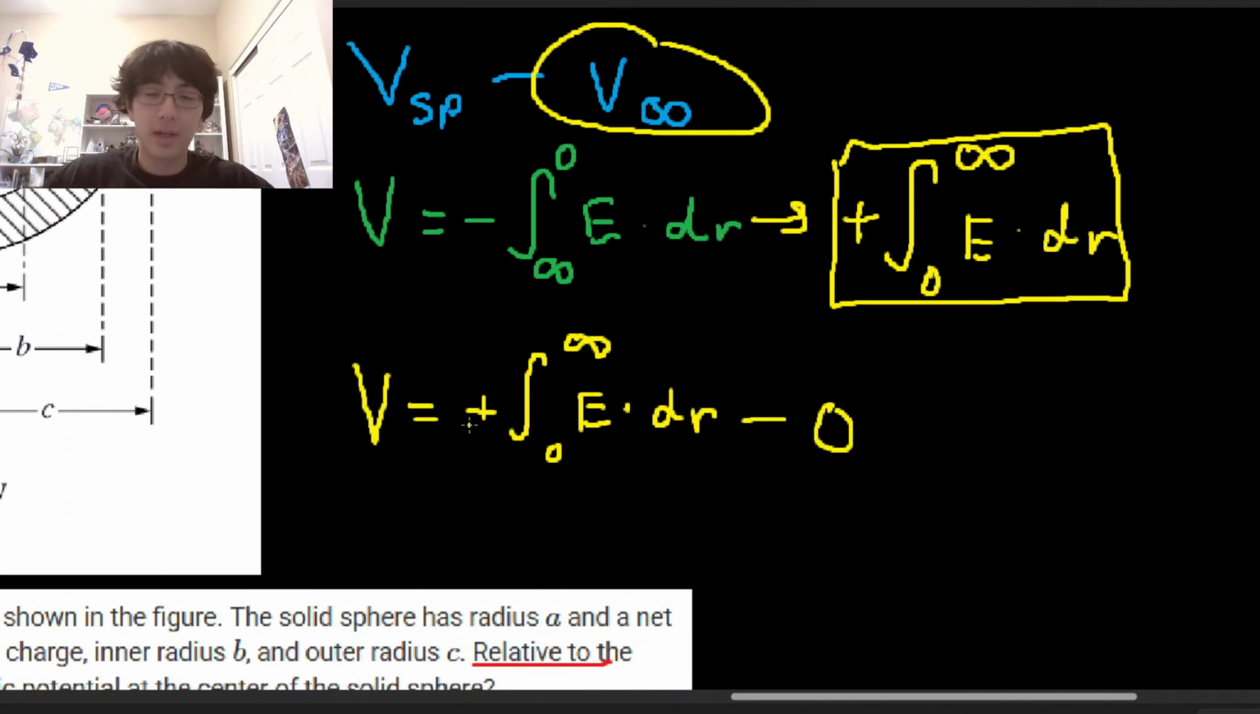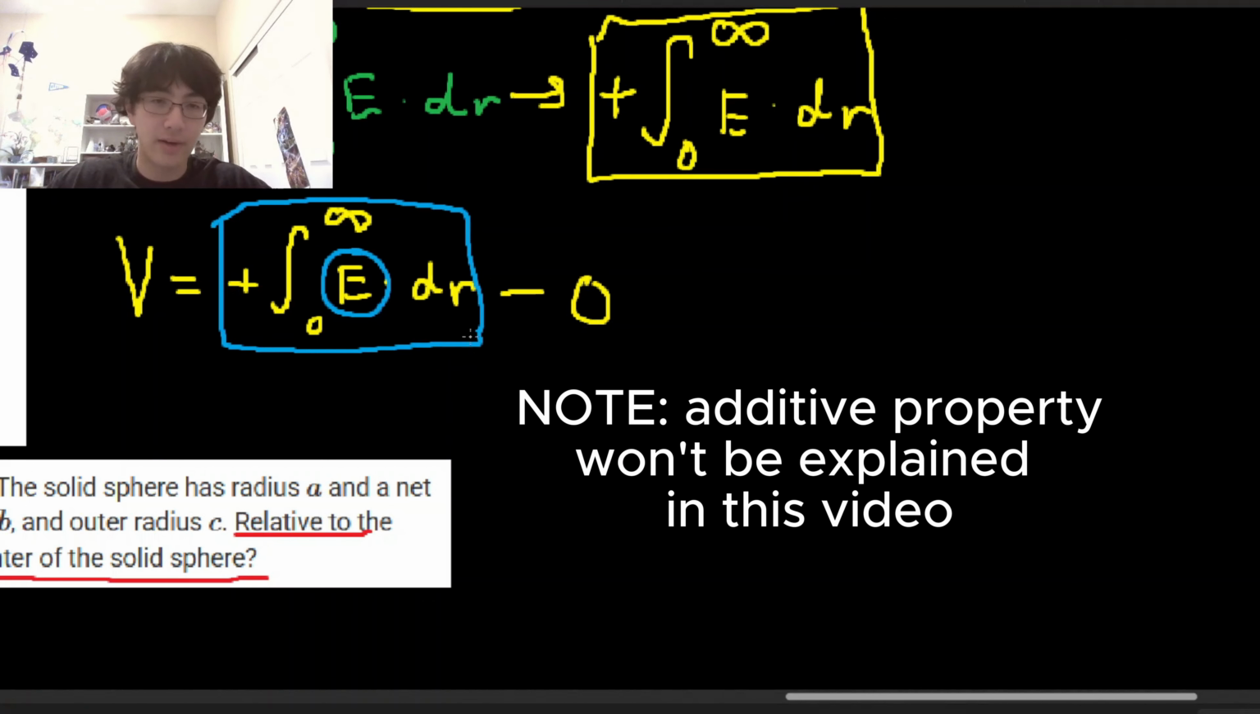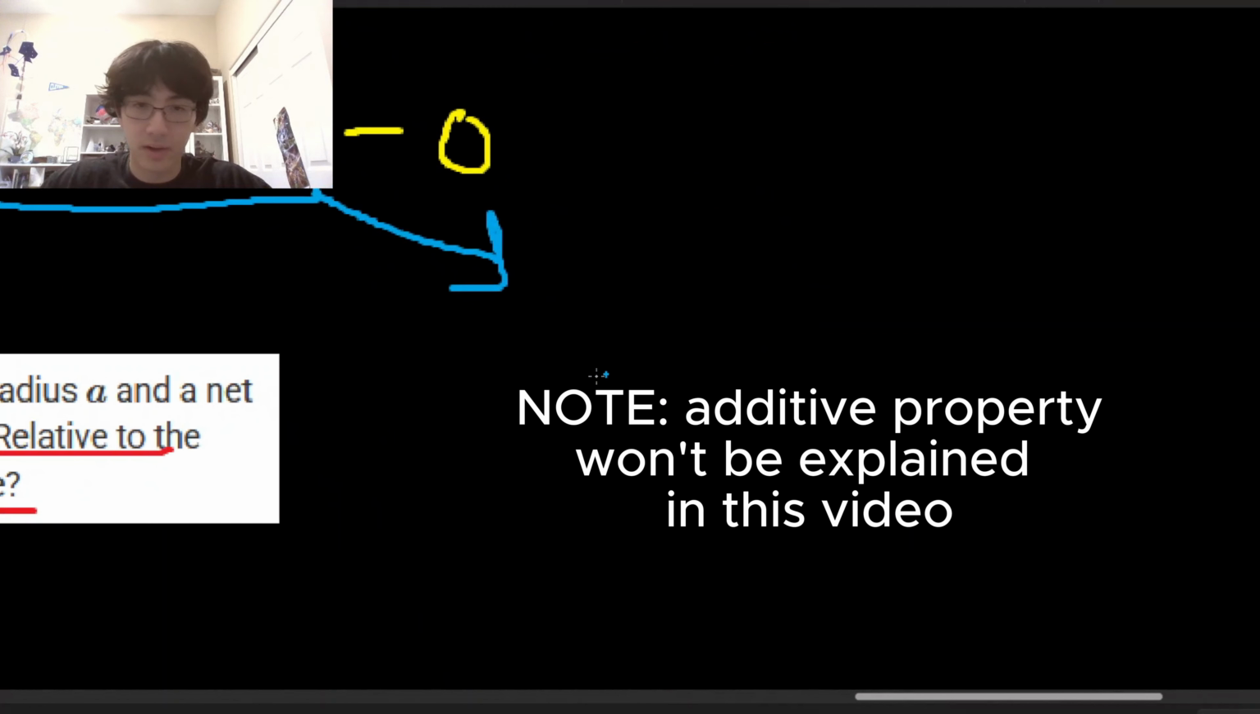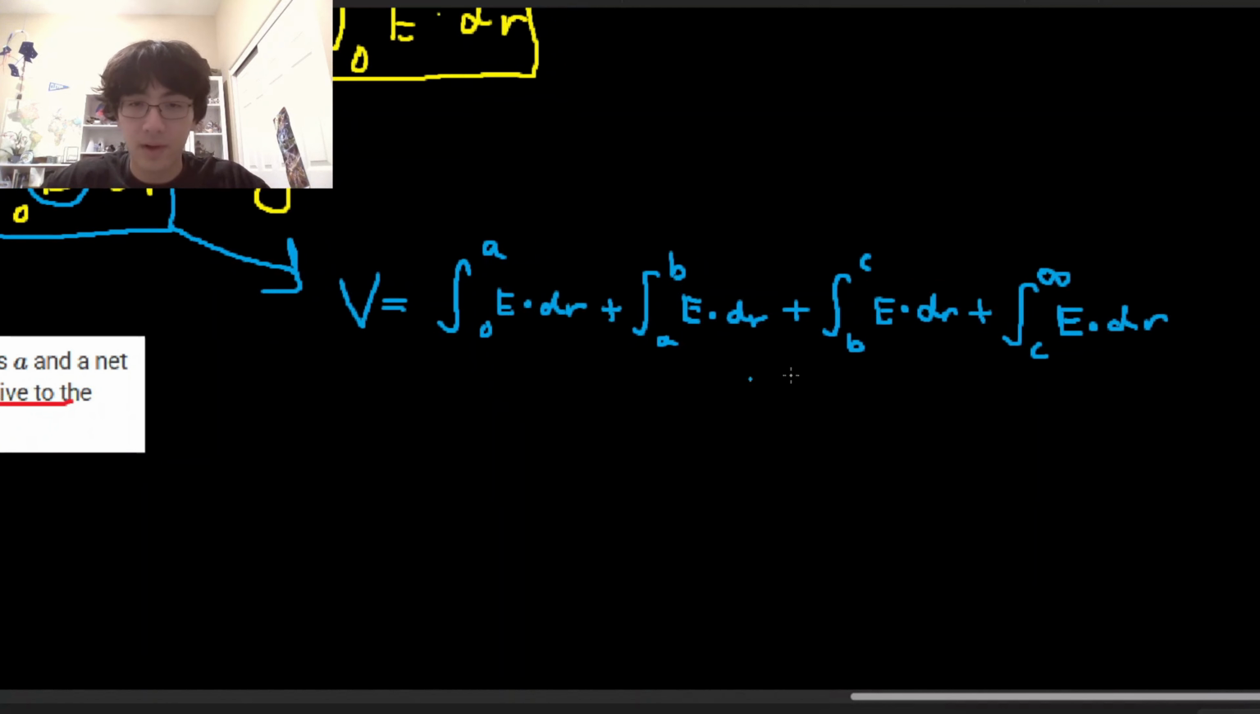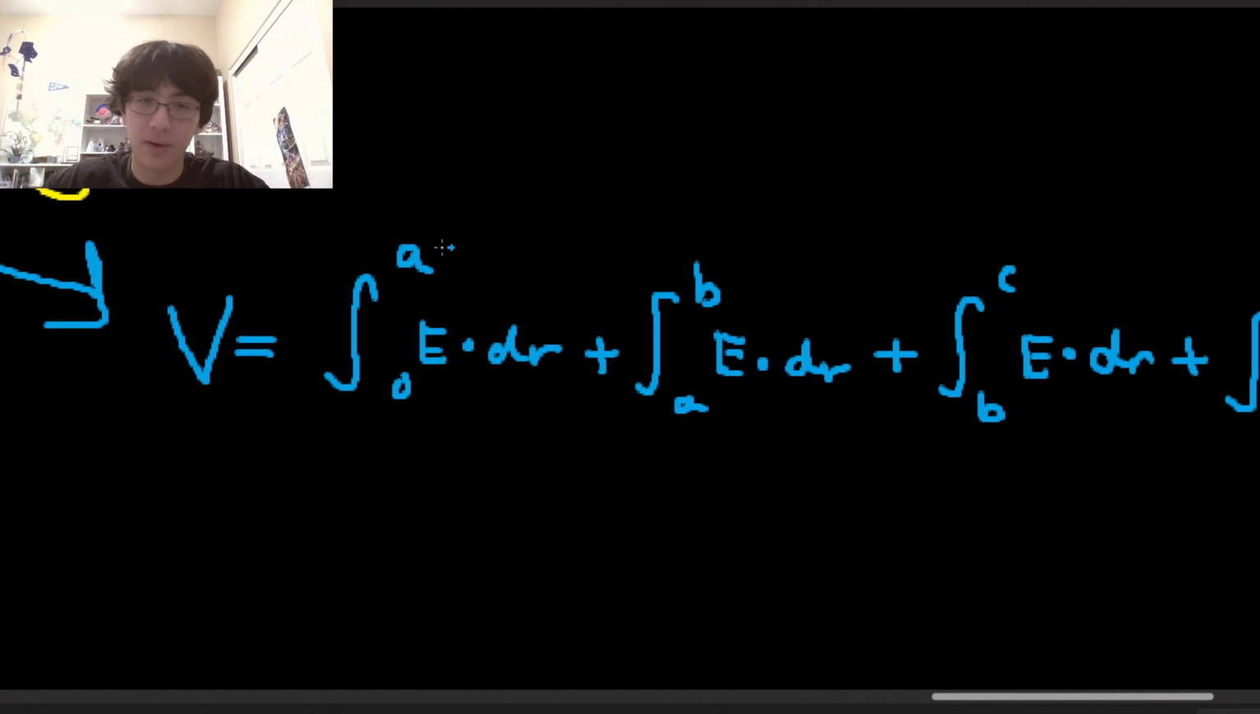Okay, so now that we know the electric field is different at different points, you can split the integral using the additive property. We're going to split it up like so. Okay, so now I've split up the integral into 4 different parts. I know this already looks really horrible, but if you look at it, it's actually not too bad. It goes from A to 0, B to A, C to B, and then infinity to C.